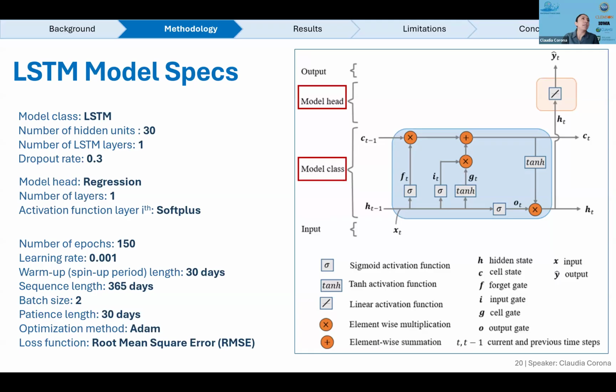Additional model specs are seen here, but the key point is that we chose RMSE at the very bottom as the loss function because it is ideal for capturing peak rainfall, given that it quantifies the average error of predictions, making it sensitive to both large and small errors, which we want to identify.